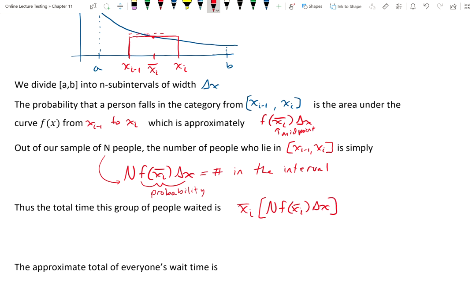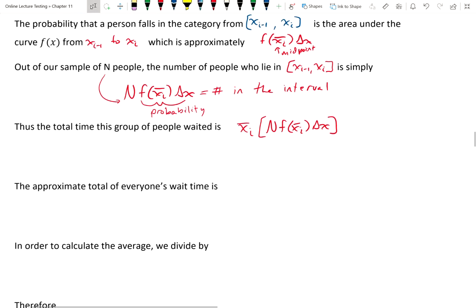All right? And we're going to do this across the whole board from a to b. So that means the approximate total of everybody's wait time is just adding all of these subintervals together, which is a summation symbol. As i goes from 1 to n of x_i-bar f of x_i-bar delta x. Okay? So this is the approximate total of everybody's wait time.